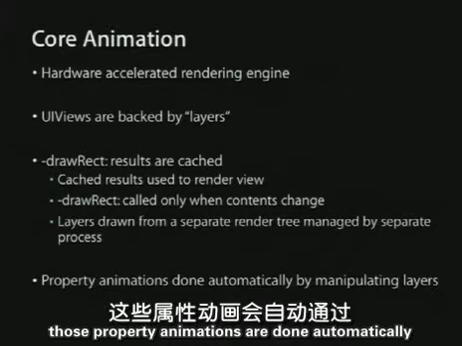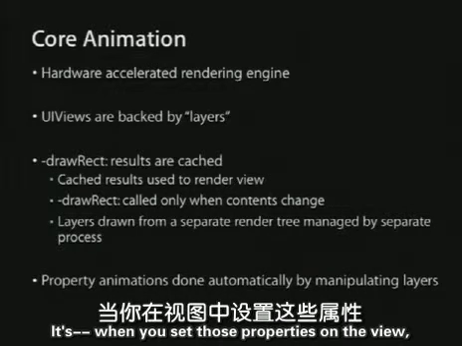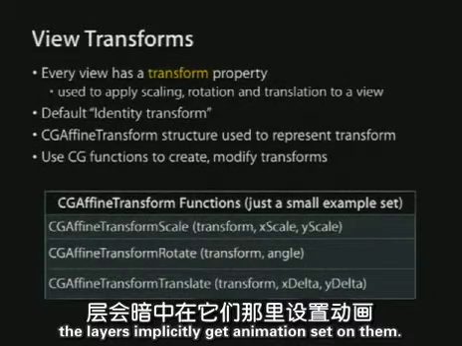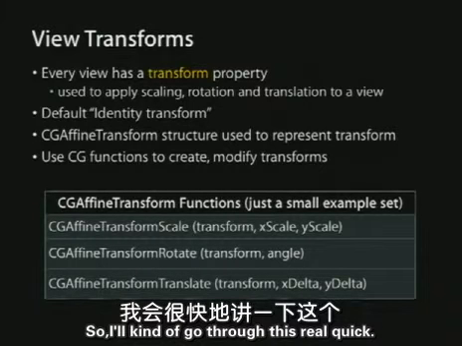Yeah, as we said, those property animations are done automatically by manipulating layers. You set those properties on the view, and the layers implicitly get animations set on them. I think we're kind of running out of time here, so let me go through this real quick.